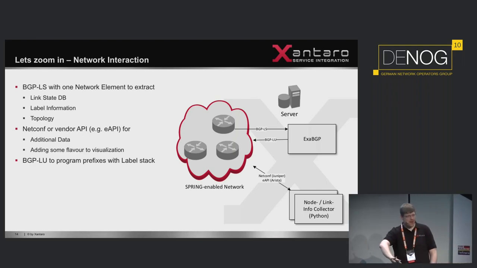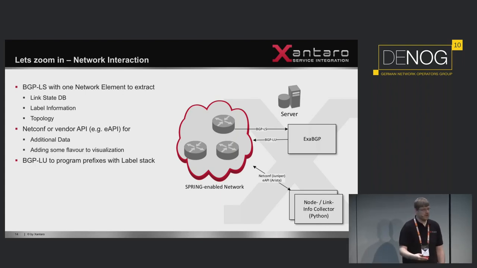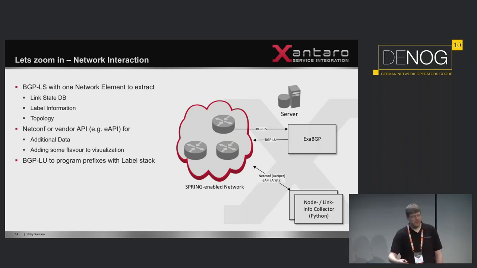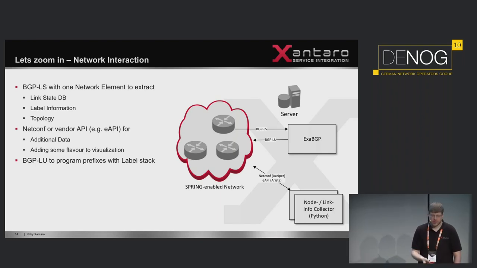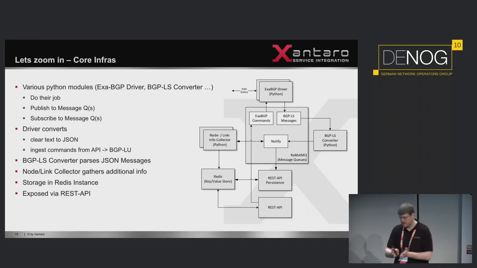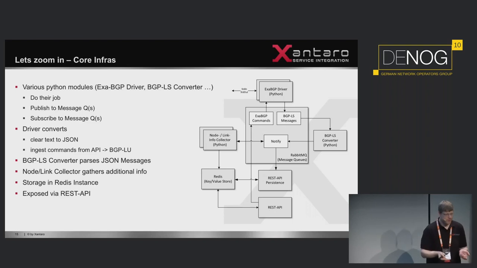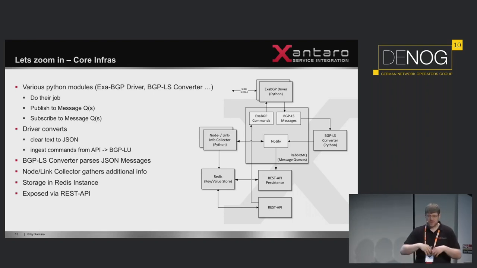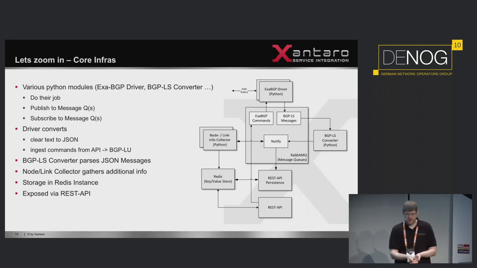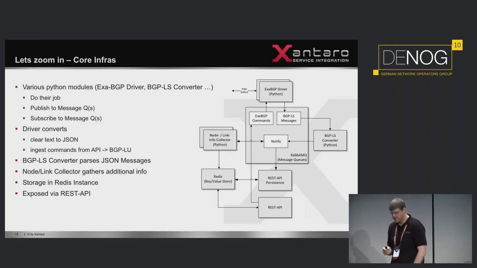Once we pre-computed the path in our tool, we actually have to push that back into the network. That's where BGPLU for labeled unicast comes into play. BGPLU enables you to announce prefixes with a stack of labels attached to it back into the network. So this will be our communication protocol to actually program stuff into the network in the end. Then what we actually did is we wrote a couple small bits and pieces, all built on smallish Python scripts, which all in themselves do a specific piece of work and either send stuff out to a message queue or receive stuff via a specific message queue. Let's walk through the picture from top to bottom.